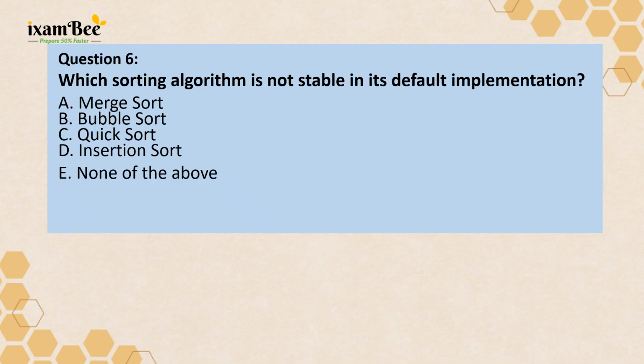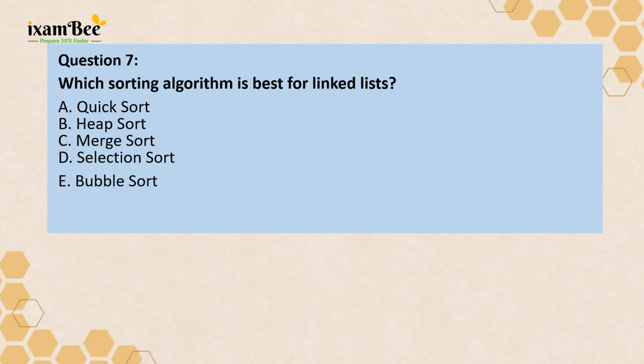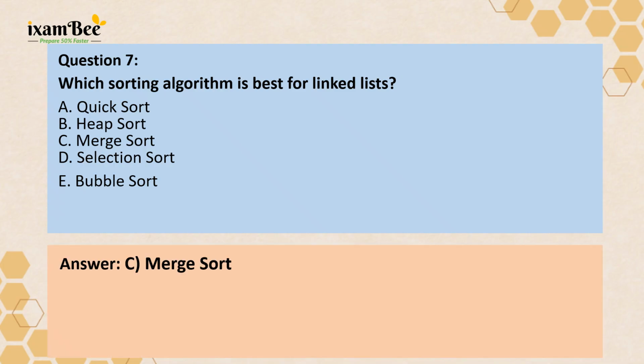In this next question, which sorting algorithm is not stable in its default implementation? The answer to this question is C, quicksort. In this question, you are asked which sorting algorithm is best for a linked list. If you have a linked list of elements, the best sorting algorithm would be merge sort.